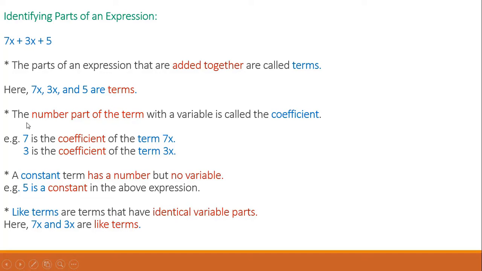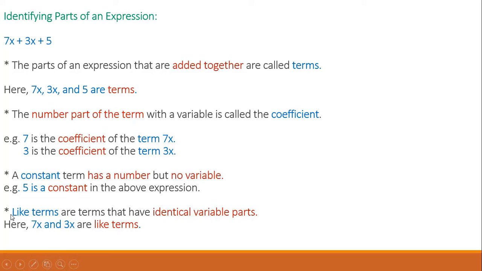The number part of the term with a variable is called the coefficient. For example, 7 is the coefficient of the term 7x. 3 is the coefficient of the term 3x. A constant term has a number but no variable. For example, 5 is a constant in the above expression.